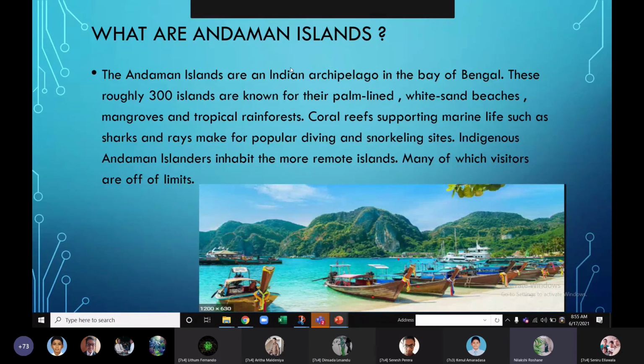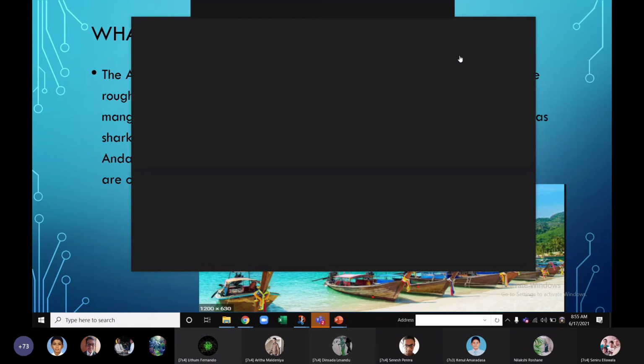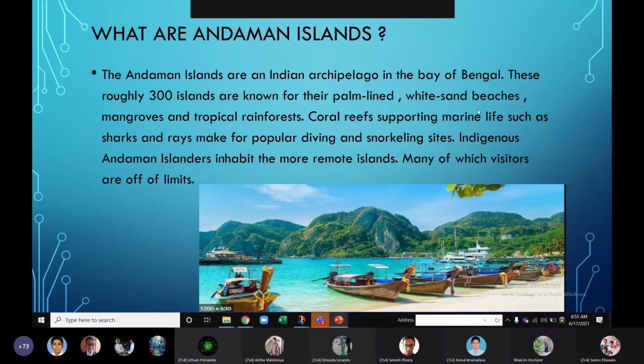What are the Andaman Islands? The Andaman Islands are an Indian archipelago in the Bay of Bengal. An archipelago is a group of islands. That's the meaning of archipelago. These roughly 300 islands are known for their palm-lined white sand beaches, mangroves, tropical rainforest, and coral reefs supporting marine life such as sharks and rays, making them popular diving and snorkeling sites. Indigenous Andaman Islanders inhabit the more remote islands, many of which are off limits to visitors.